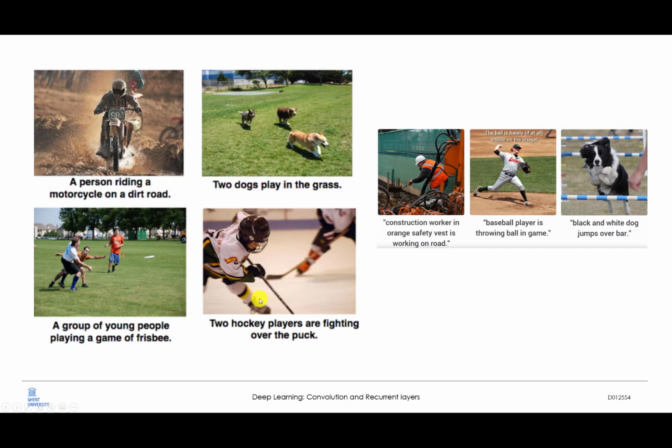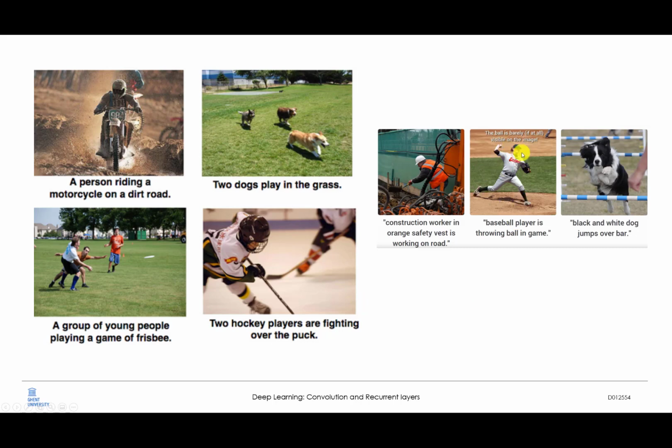But here, for instance, you can see that it recognizes that two hockey players are fighting over the puck, which is true apparently, but you don't even see the puck, right? So it really is able to generalize these images very well. And of course, in order to do this, you need millions and millions of these annotated images, right?